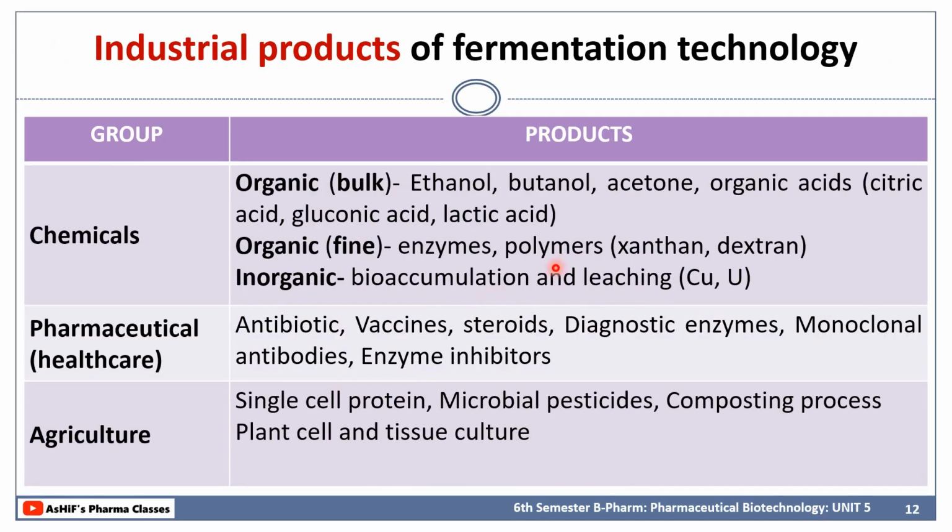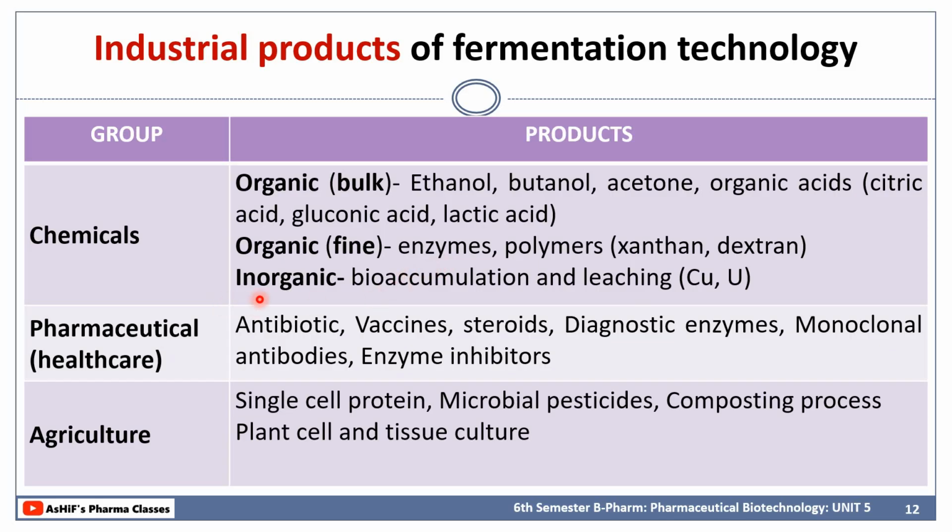foods. And second, we can use the fermentation process for the production of chemicals like organic compounds such as ethanol, butanol, acetone, organic acids like citric acid, gluconic acid and lactic acid. And sometimes we can use organic fine materials like enzymes, polymers like xanthan and dextrans. And sometimes we can produce some inorganic chemicals, like bioaccumulation and leaching of copper as well as other metals.